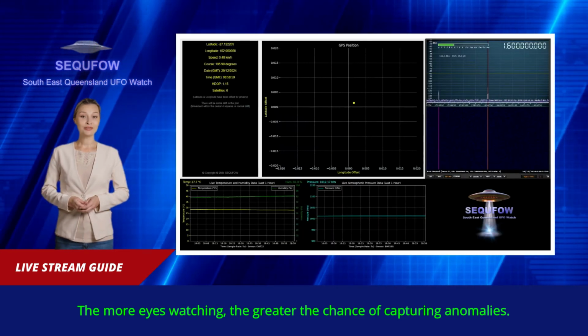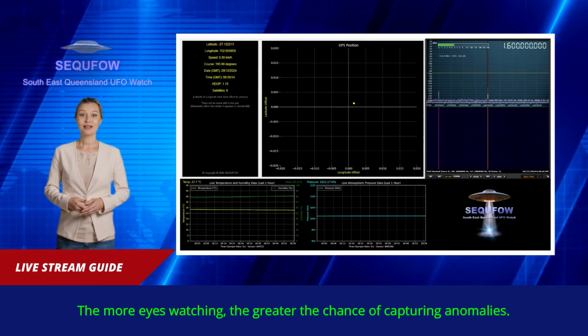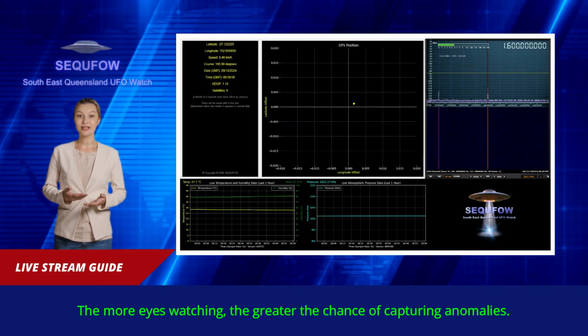Well, that concludes our sensor tutorial. I hope this guide has helped you understand how to effectively utilize the sensors for detecting anomalies.